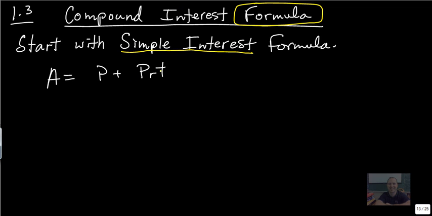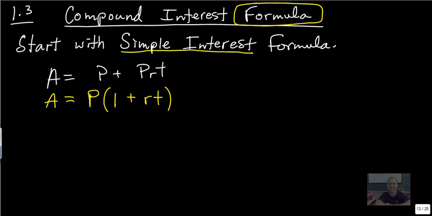This is the one that we've been using, but if you recall, there is another version of this where this P that's in both terms basically gets factored out, and you have A, that's the future value, equals P times (1 plus r times t). So this is the version of the simple interest formula that we're going to start with, so that we can develop the compound interest formula.